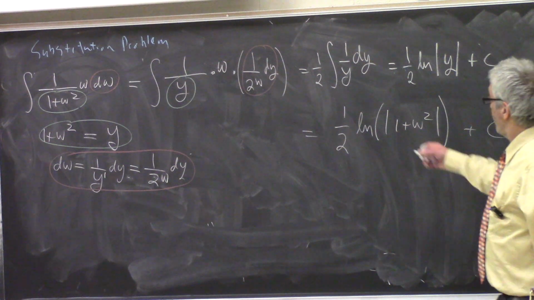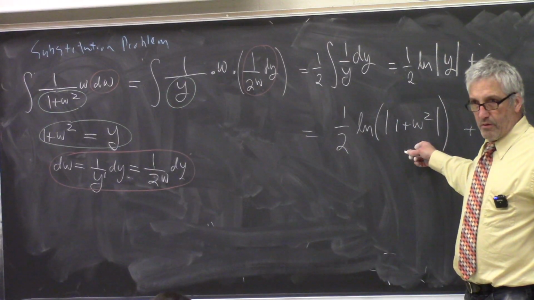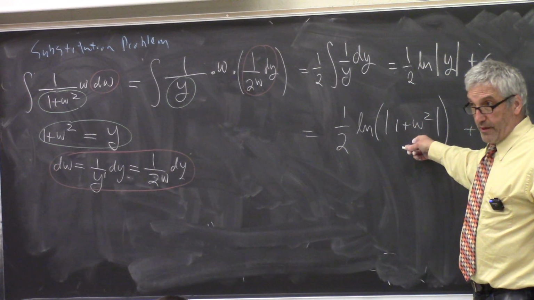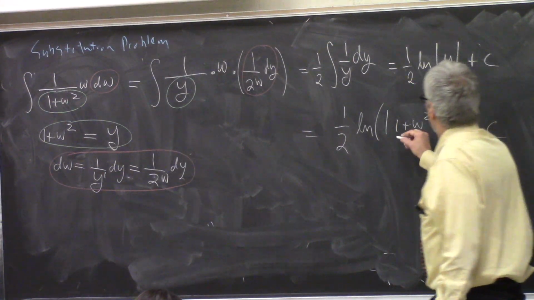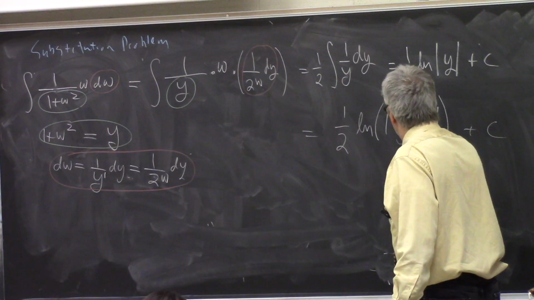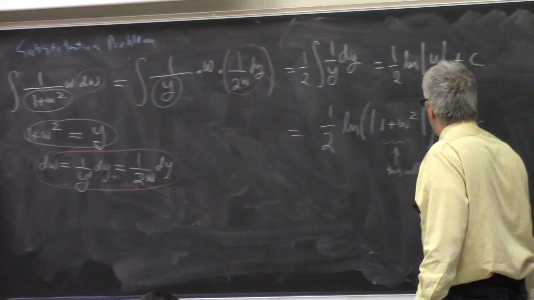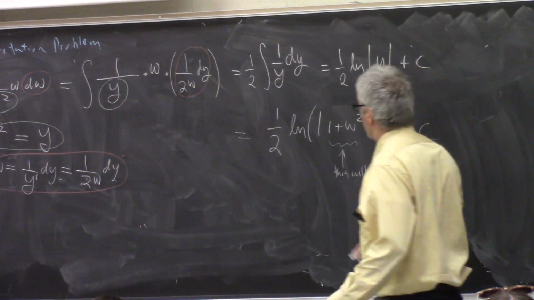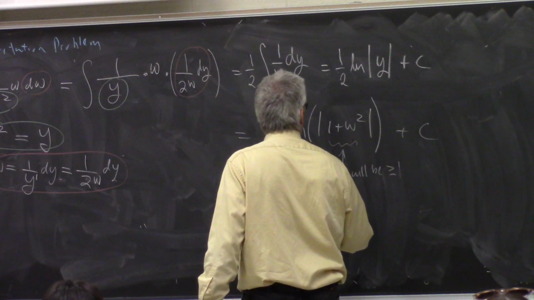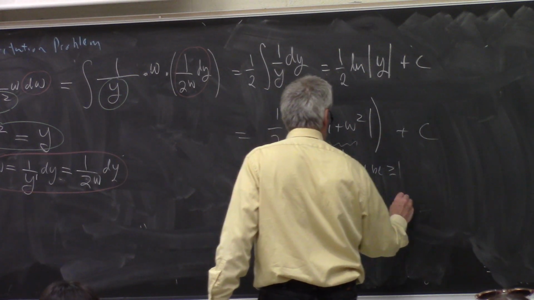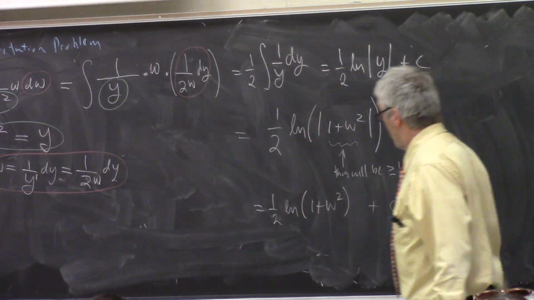But if I've got something that I know is not going to be negative, then I can just get rid of the absolute values. Well, look, w squared is going to be greater than or equal to 0. So 1 plus w squared is going to be greater than or equal to 1. So I can just get rid of those absolute value signs. So I have 1/2 ln of 1 plus w squared plus c. Now I just need a particular antiderivative, so I'm just going to use the ln term.